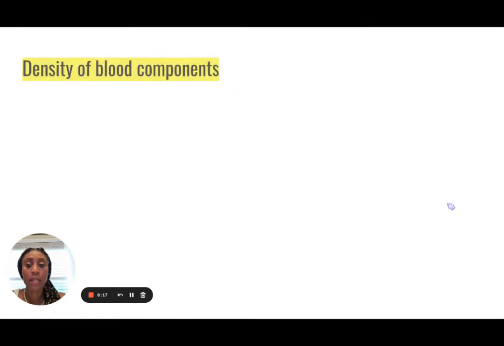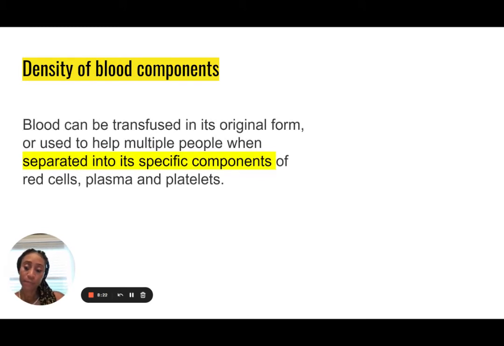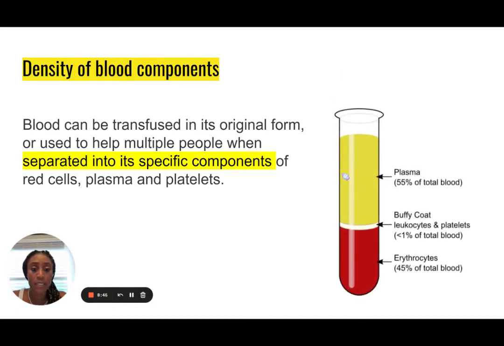Another example is density of blood components, right? You or one of your family members or friends or somebody you may know might have gone to the hospital and needed a blood transfusion. Now, learning the density is very important as it relates to blood transfusion. You could get the whole blood and you'll be fine. But also, the doctors could separate the blood into the different components and use this blood to treat multiple people, right? And when they do this, a lot of people will benefit from that.